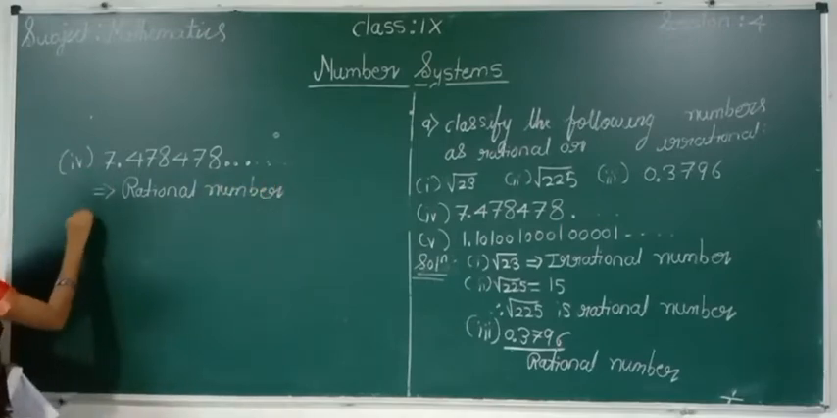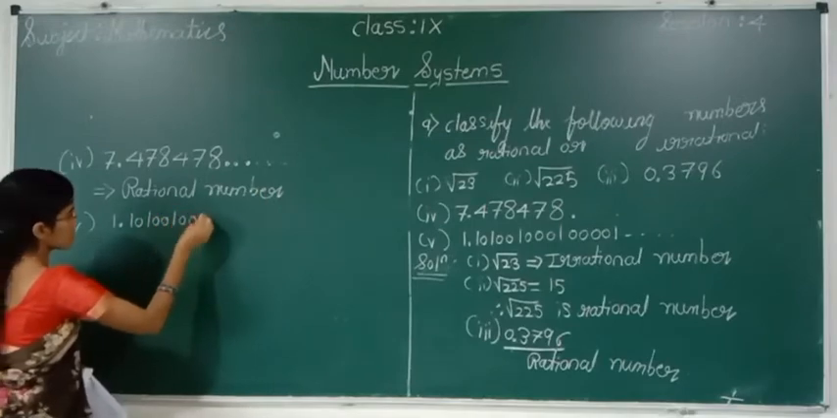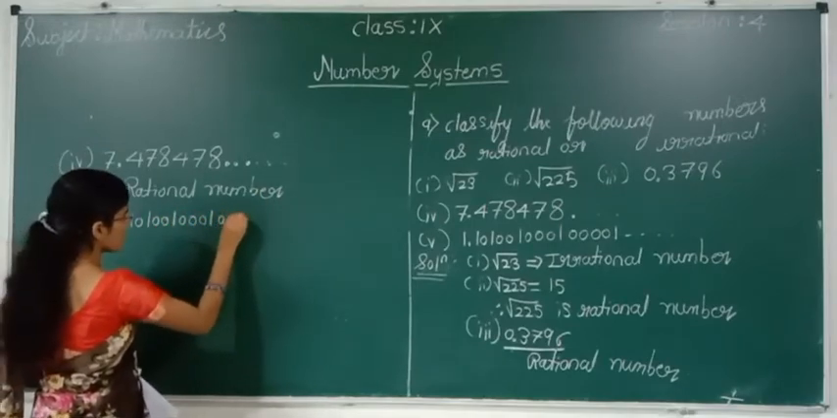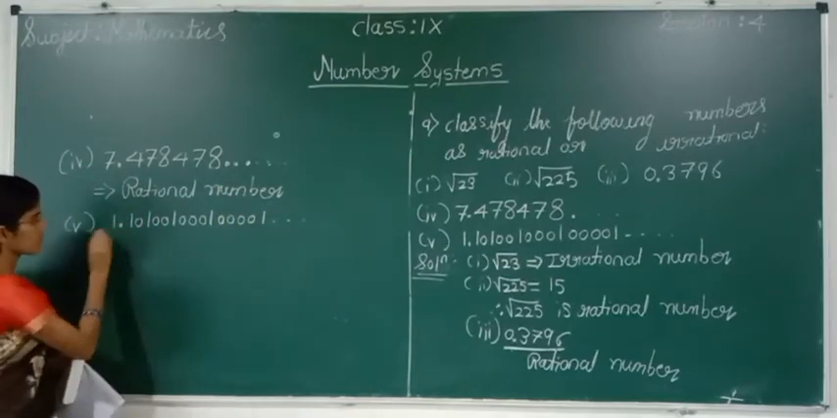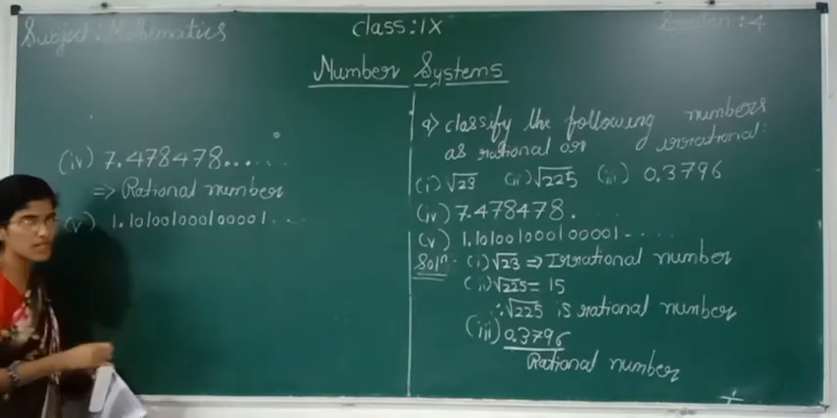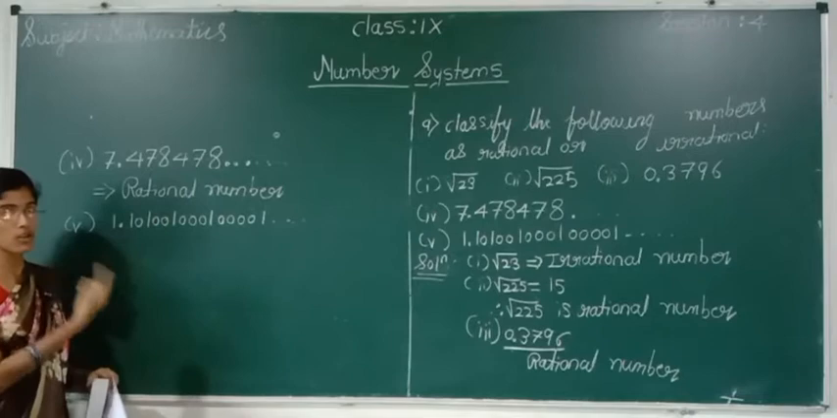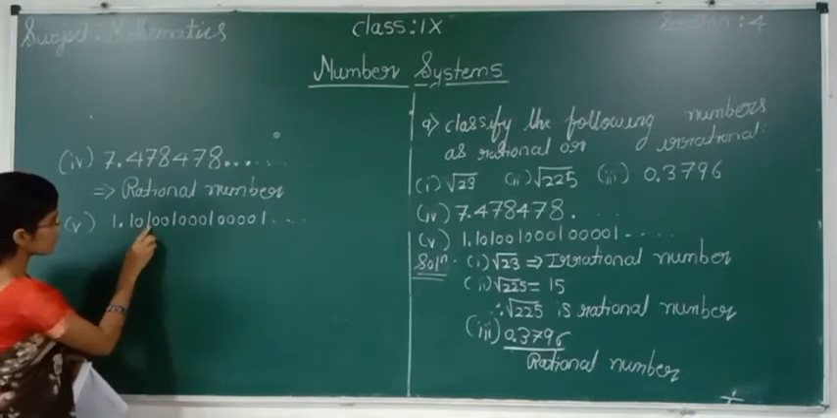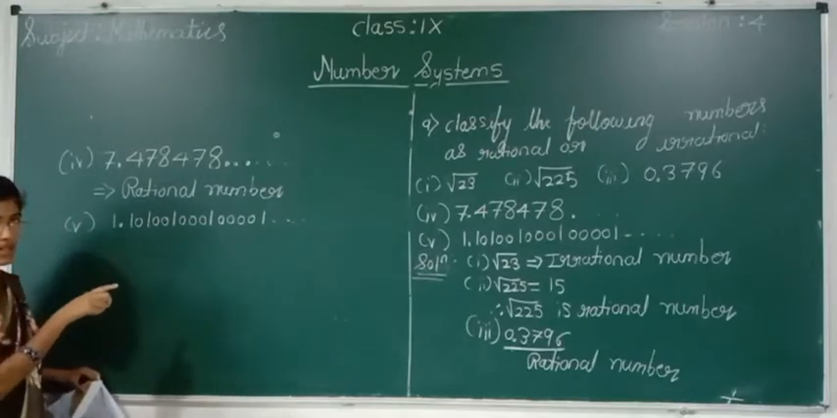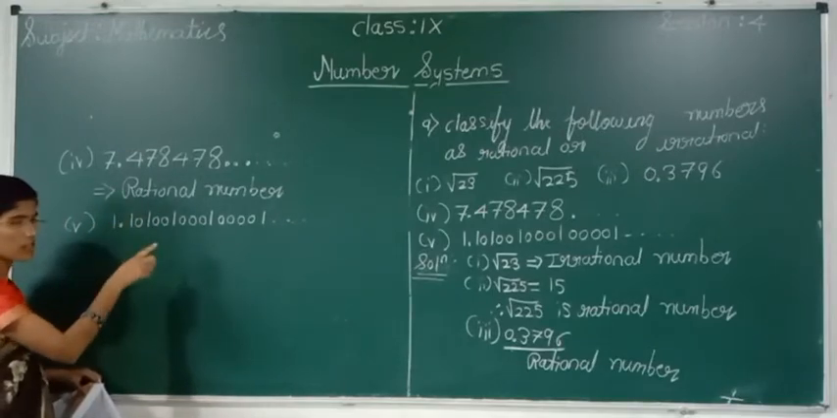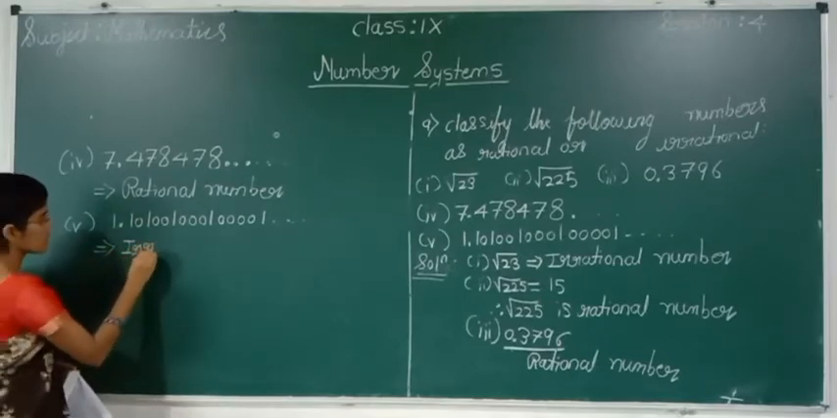Fifth one, 1.10100100014 and so on. See here, first of all, this is non-terminating. We will see whether it is recurring or non-recurring. It is non-recurring. Non-terminating, non-recurring means definitely this is an irrational number.